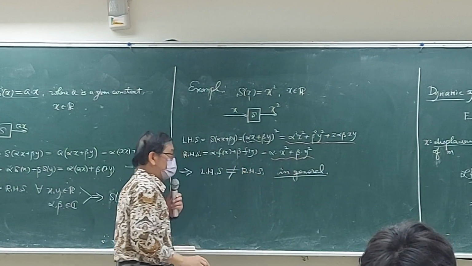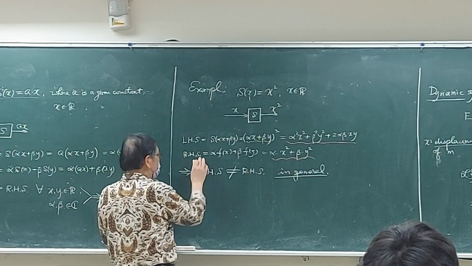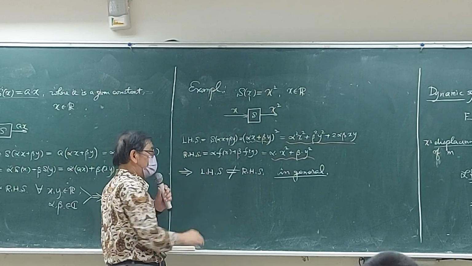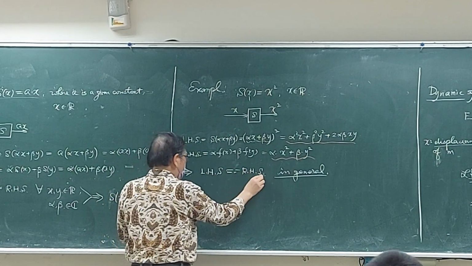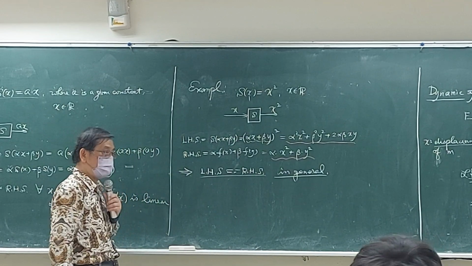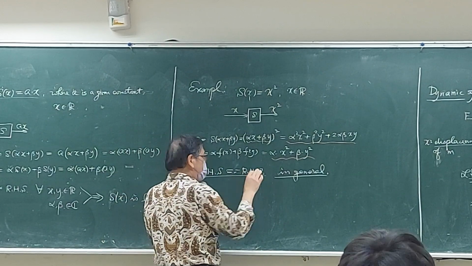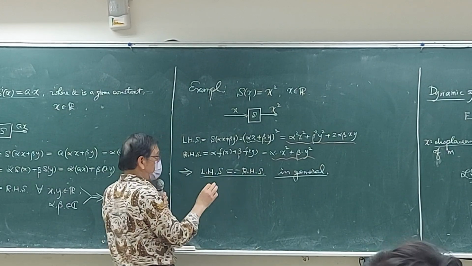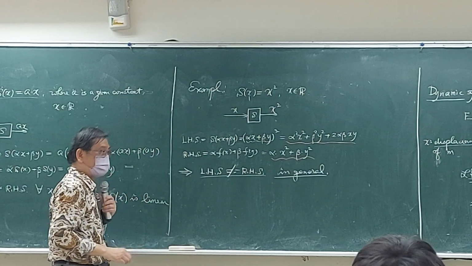In general means there may be some special cases. This equality, the left-hand side and the right-hand side, this equality will hold. Okay? For some special cases, the left-hand side may be equal to the right-hand side, but that is only for some special cases. But for the other alpha, beta, and x and y, this equality does not hold.